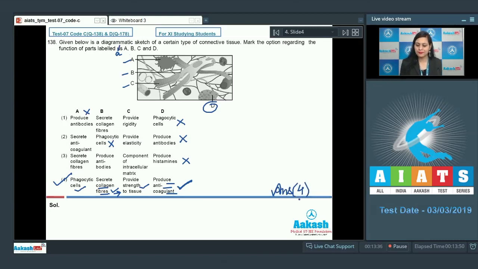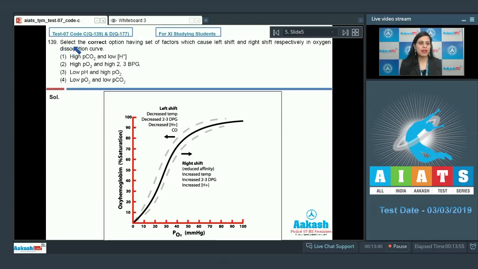Let's discuss our next question. Question number 139. Select the correct option having the set of factors which cause left shift and right shift respectively in the oxygen dissociation curve. And the options are: the very first option given is high PCO2 and low hydrogen ion concentration. Second option given is high partial pressure of oxygen and high 2,3 BPG. The next option is low pH and high partial pressure of oxygen, and the last option is low partial pressure of oxygen and low partial pressure of carbon dioxide.